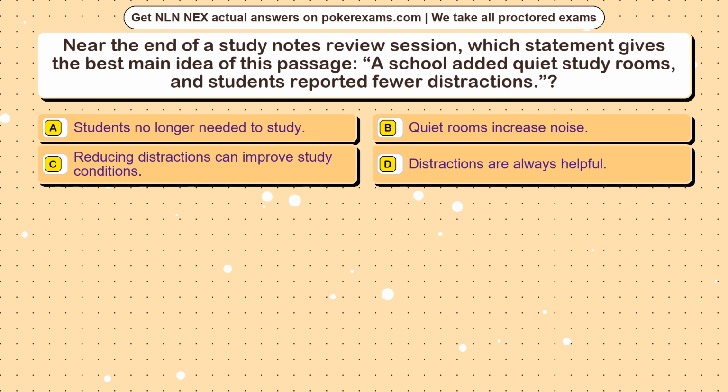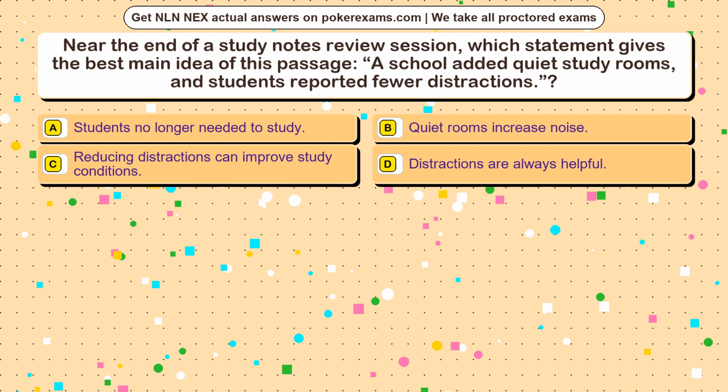Question 19. Near the end of a study notes review session, which statement gives the best main idea of this passage? A school added quiet study rooms, and students reported fewer distractions. Option A, students no longer needed to study. Option B, quiet rooms increase noise. Option C, reducing distractions can improve study conditions. Option D, distractions are always helpful.